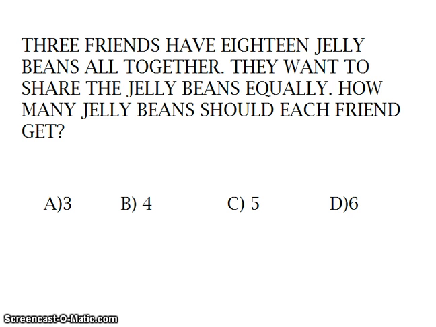Our problem says 3 friends have 18 jelly beans all together. They want to share the jelly beans equally. How many jelly beans should each friend get?